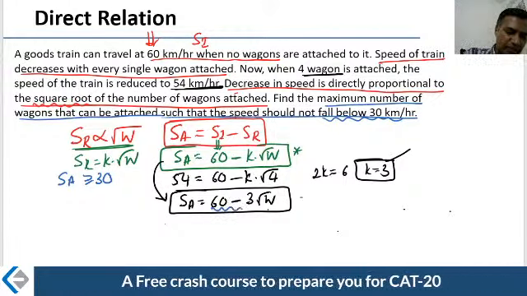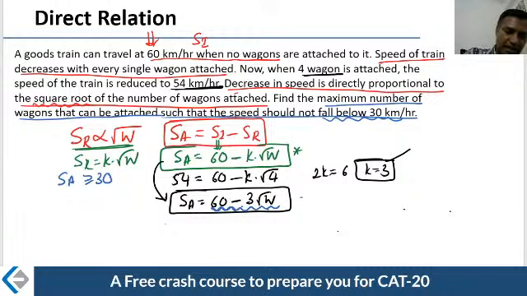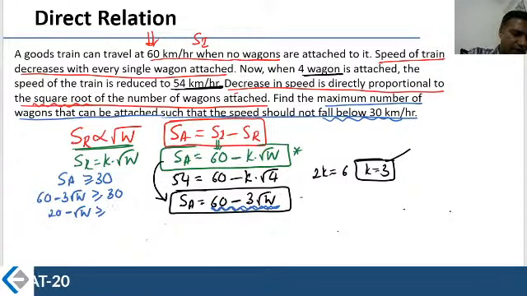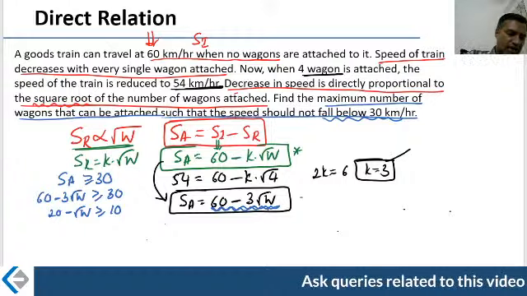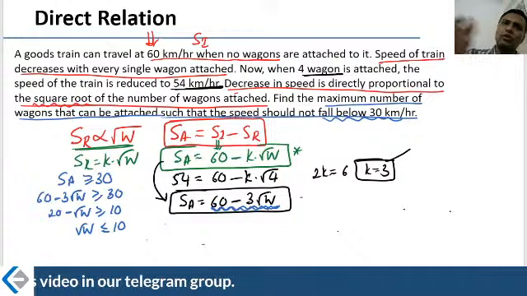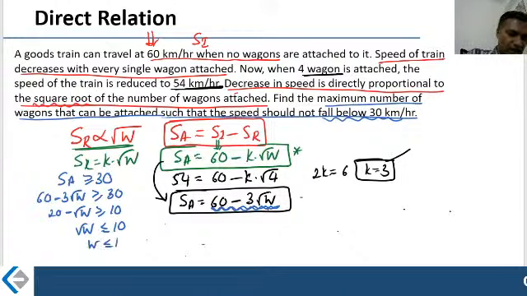What is the actual speed? Substitute, friends. Actual speed is 60 minus 3 times root W, which is greater than or equal to 30. Now divide throughout by 3. Therefore 20 minus root W is greater than or equal to 10. Rearranging, root W is less than or equal to 10. Square it on both sides. Therefore W is less than or equal to 100.